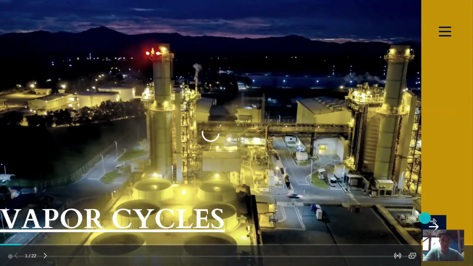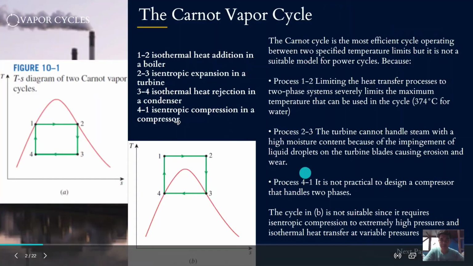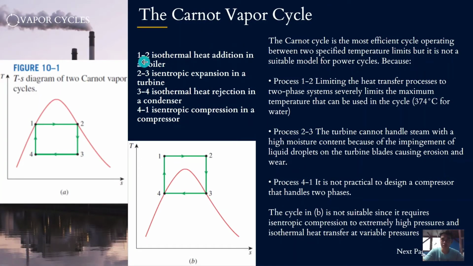Vapor cycles. So the Carnot vapor cycle. 1 to 2 is isothermal heat addition in a boiler. So ang 1 to 2 is isothermal. Kasabot ana is init. Di ma-change ang heat. So munang boiler na. 2 to 3 is isentropic expansion in turbine.